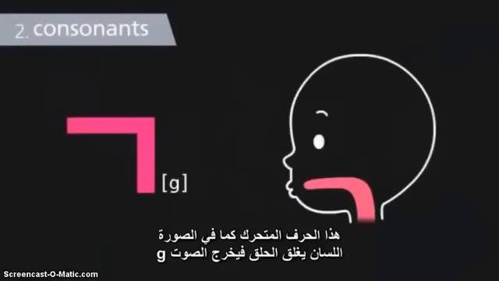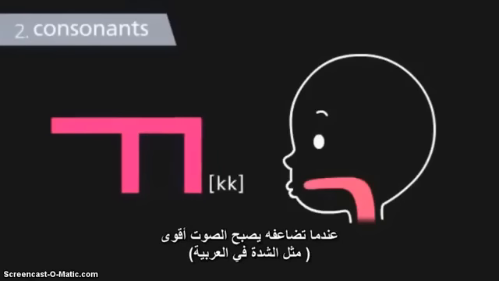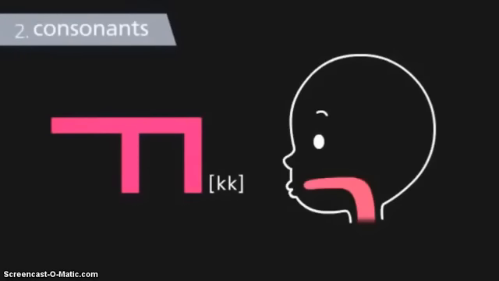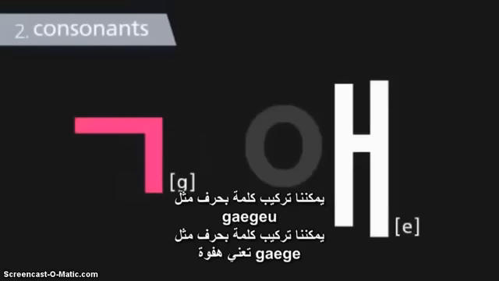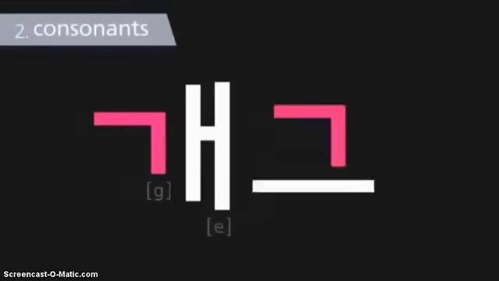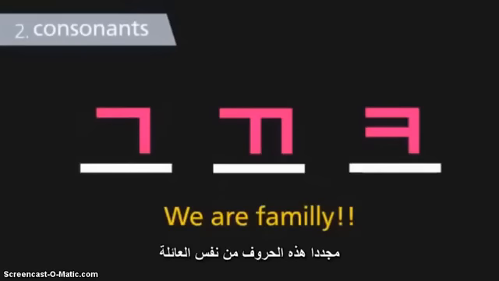This consonant here is made after the image of the root of the tongue blocking the throat. It sounds like g. When you put another g next to it, you can make a fortis which sounds stronger. And when you draw one more stroke on it, you can hear the breathy sound k. You can make a word with vowels, for example, gagu. The g, gg, and k are in the same family.